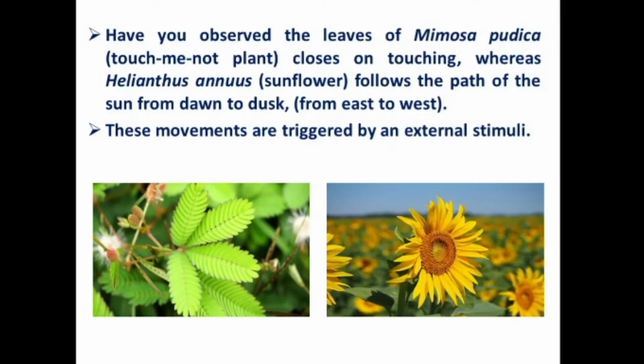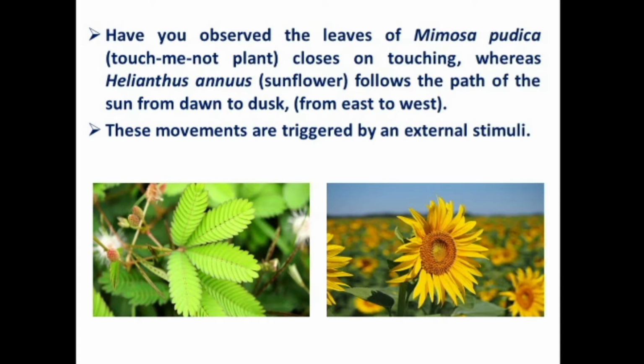Have you observed the leaves of Mimosa pudica, which is called the touch-me-not plant? They close on touching, whereas Helianthus annuus, that is sunflower, follows the path of the sun from dawn to dusk, from east to west. Look at the picture on your left side, that is Mimosa pudica. Whenever you touch the plant, the leaves will fold and drop down. After some time, it will open again. So it is one type of movement shown by the touch-me-not plant.